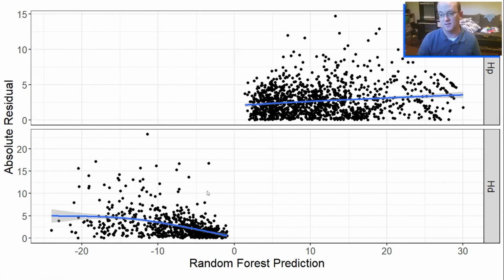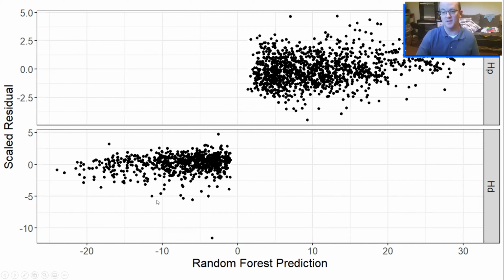To do that, we looked at the absolute value of the residual as a local measure of scale, analogous to standard deviation, and fit a smoothing trend to those, and then divided each of the residuals by its corresponding value from this smoothed profile to get what we call a scaled residual. And so this is looking more stable as a function of the random forest prediction than the original residuals.